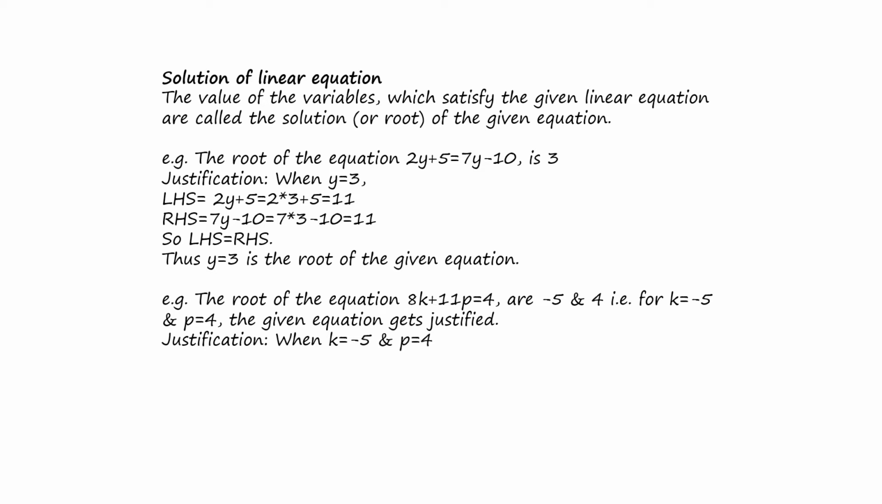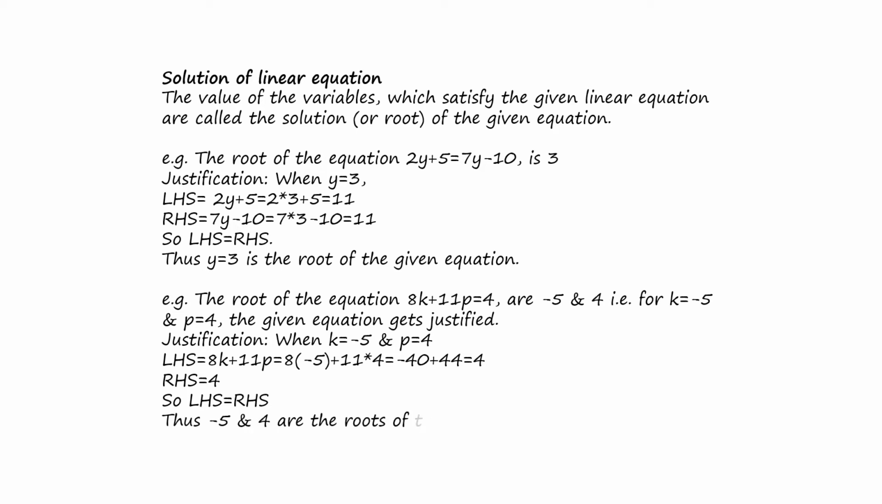Let's see the justification. When k equals minus 5 and p equals 4, left hand side is 8k plus 11p, which is nothing but 8 into minus 5 plus 11 into 4, or it is minus 40 plus 44, which equals 4. And right hand side is already 4. So for the roots minus 5 and 4, the given equation gets justified. So we can say these are the roots of the given equation.